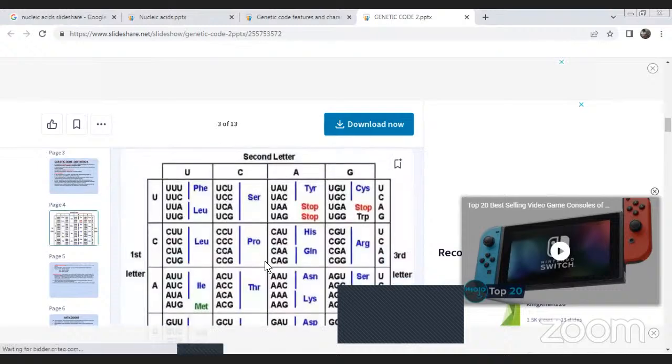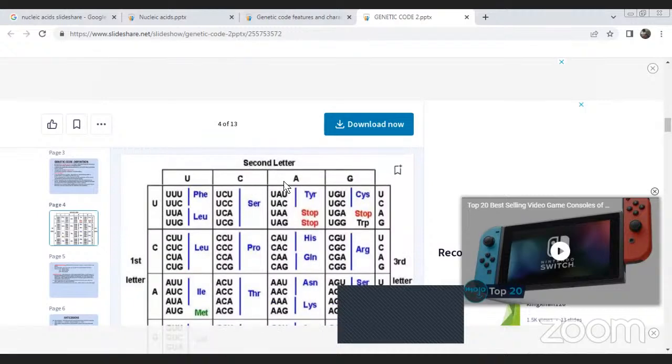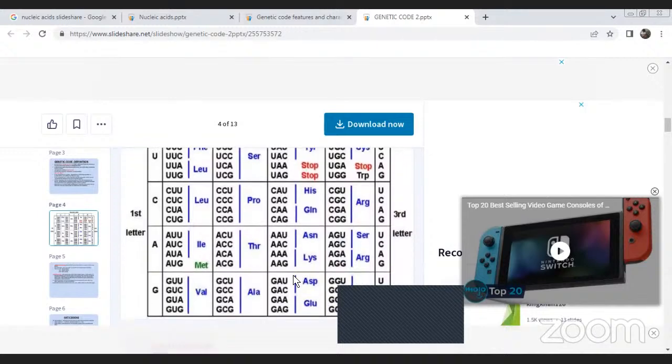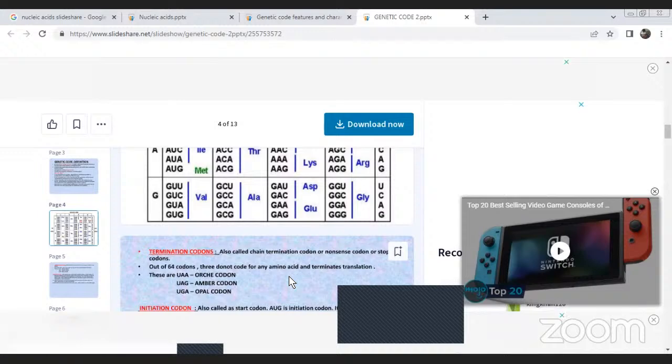These are the three codons, especially AUG. What are the termination codons? They are also called nonsense codons or stop codons. What are the 64 codons? The nonsense codons, stop codons or termination codons are three.